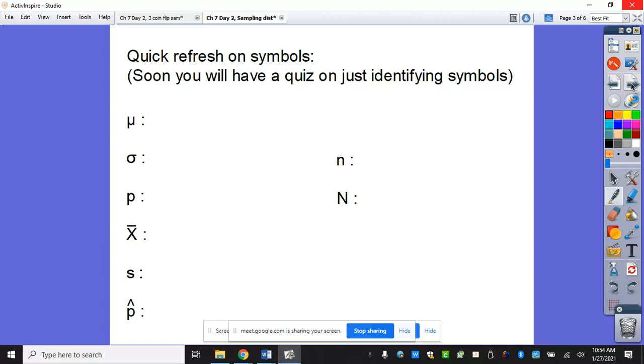So at some point, either later this week or next week, I'm going to give you a quiz where I hand you a piece of paper and it's going to look something like the bottom half of this sheet and you just write what each one is. So you need to know this right now. I talked about this before, the type looks funny. We call that one mu. What does mu stand for? What kind of mean? Mean of the what? Sample or population?